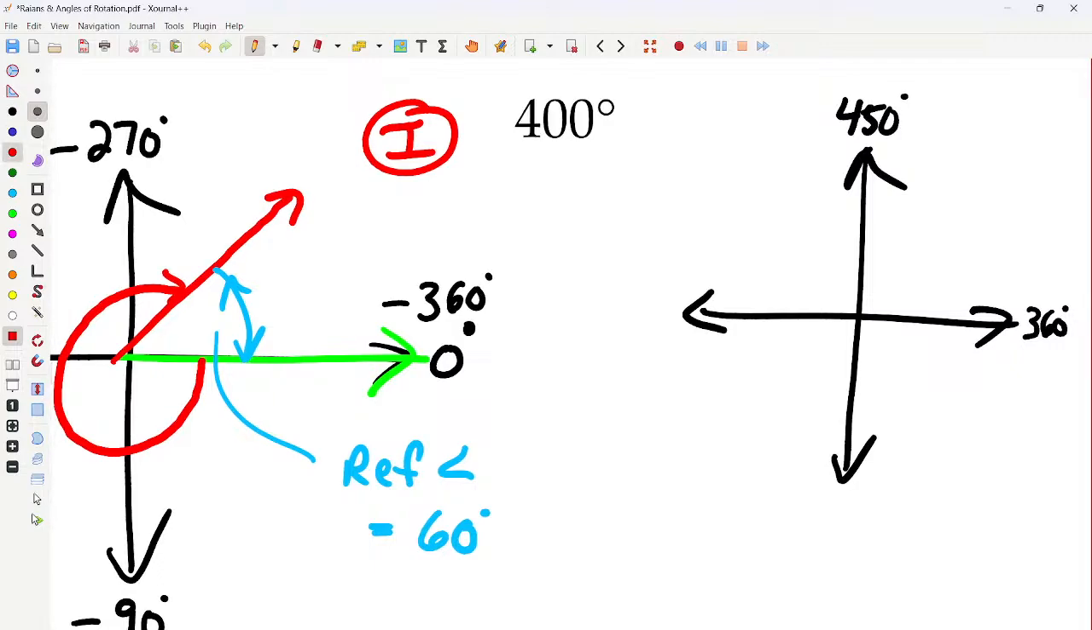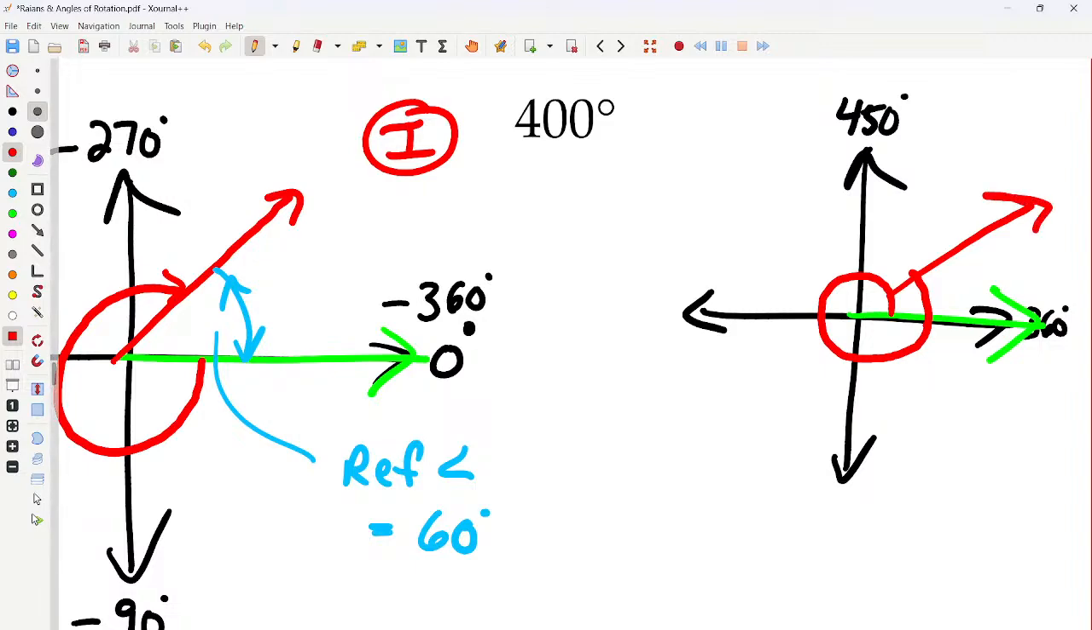Here we go. Start on the positive x-axis. Open up towards the ceiling. Go all the way around. And some. Once again, we're in quadrant 1.